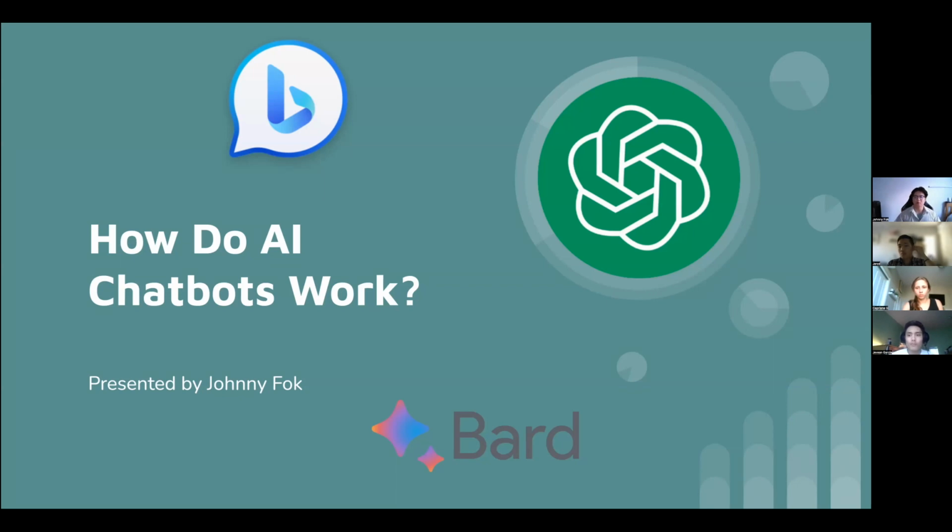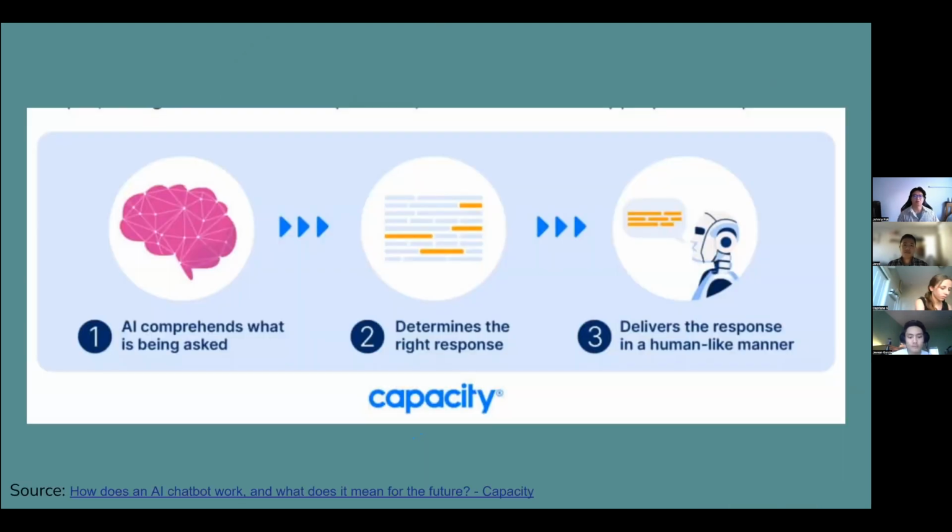To preface this topic, I'll be going over the three main processes for the chatbot. The first one is the ability to understand and comprehend the question the user has asked it. Second, taking that question and searching its databases for the best answers. And third, delivering the response to the user in a human manner.